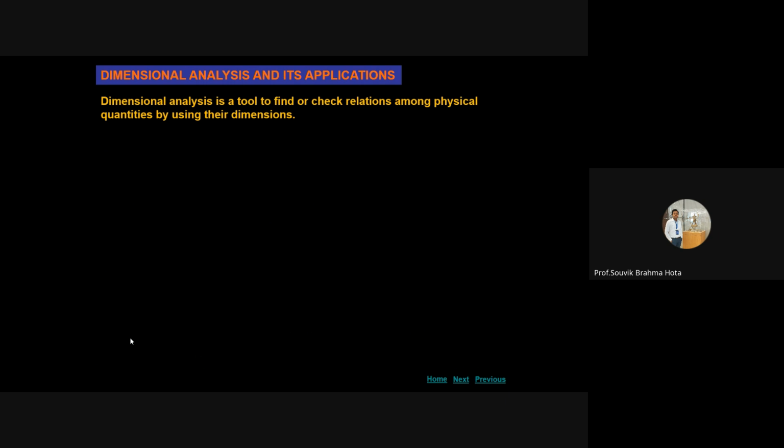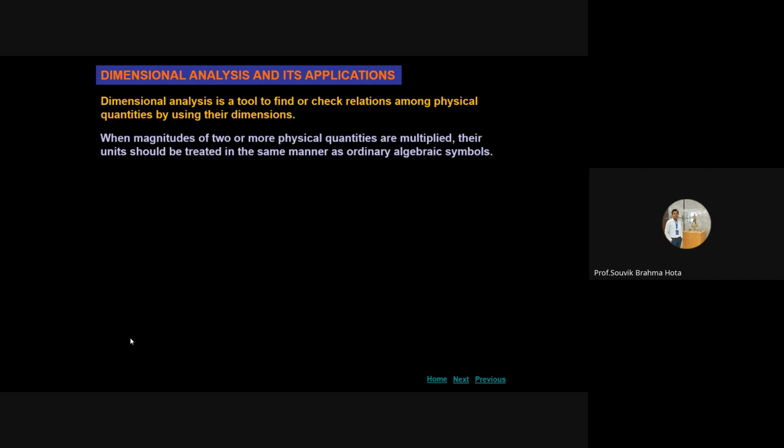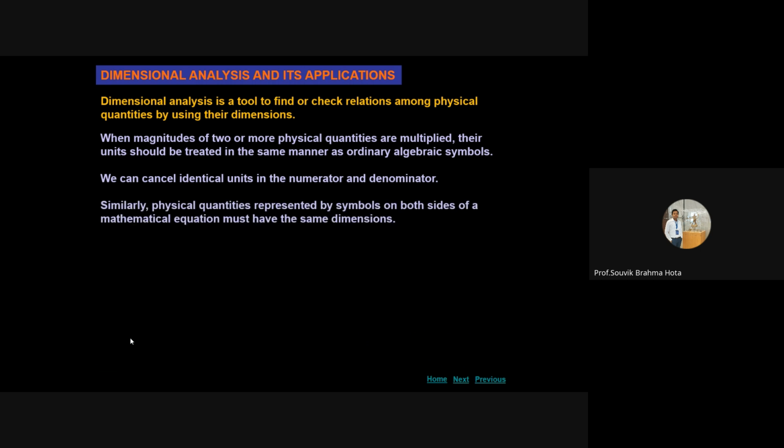Dimensional analysis is a tool to find or check the relations among physical quantities by using their dimensions. When magnitudes of two or more physical quantities are multiplied, their units should be treated in the same manner as ordinary algebraic symbols. We can cancel identical units in the numerator and denominator. Similarly, physical quantities represented by symbols on both sides of a mathematical equation must have the same dimension.